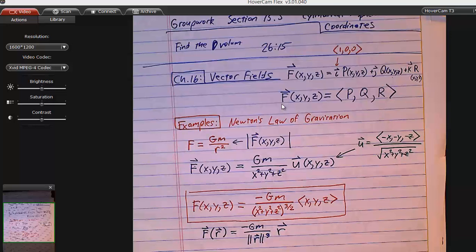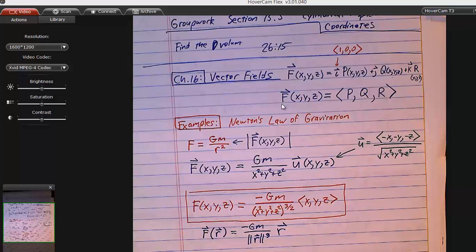Fields. I guess, other than the book, I only gave you one example, right? I said, let's talk about Newton's law of gravitation. So the way it's written in the box, that's a vector field. It's a function, but at each point x, y, z, that function spits out what?